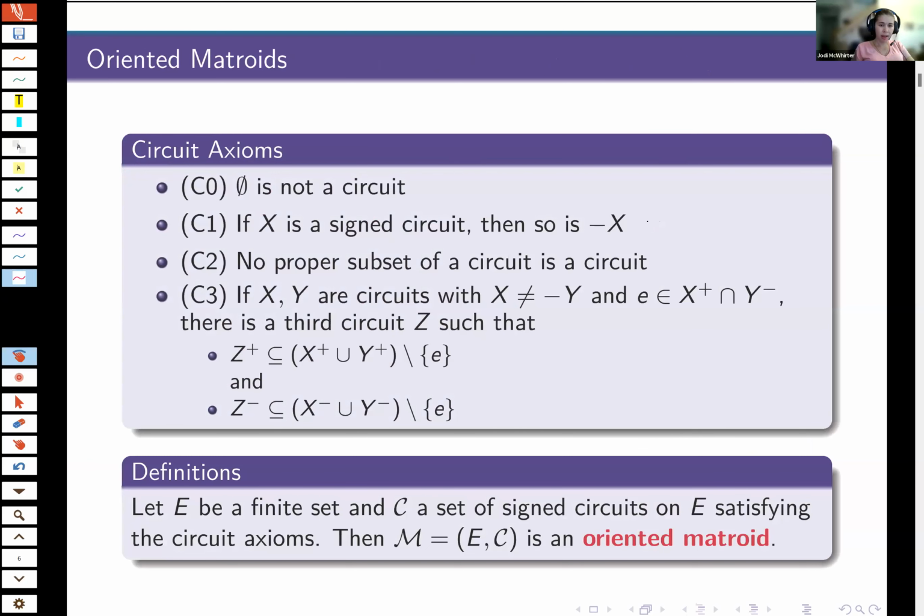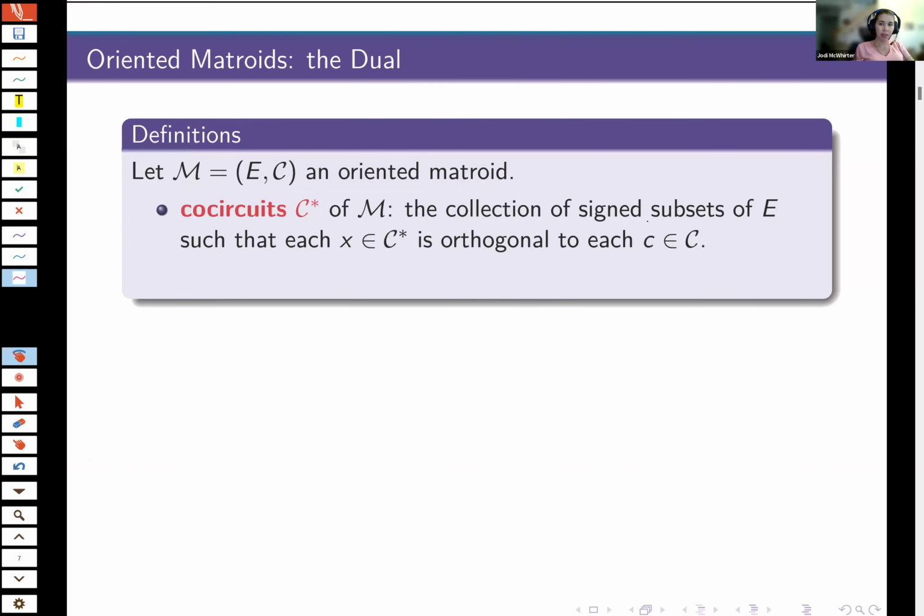All right. So this is an oriented matroid. Now, oriented matroids also have a dual and something called co-circuits, which end up being the circuits of the dual oriented matroid. So these oriented matroids kind of come in pairs. And co-circuits, the way that you can think about these is they're the collection of signed subsets that are orthogonal to every single circuit of my original matroid. And once we have all those together, we have the dual of that oriented matroid.